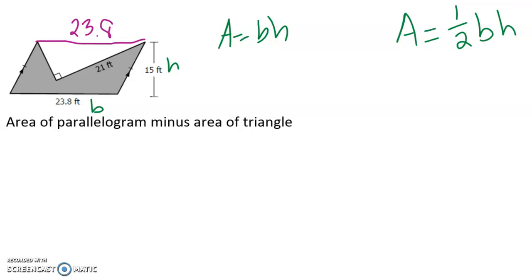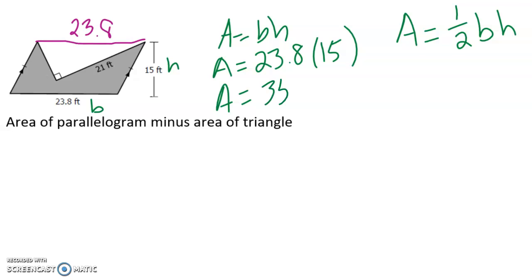So let's focus on our parallelogram first because they do give us all the values. So our area is going to be 23.8 times 15, and that will give us 357 square feet.